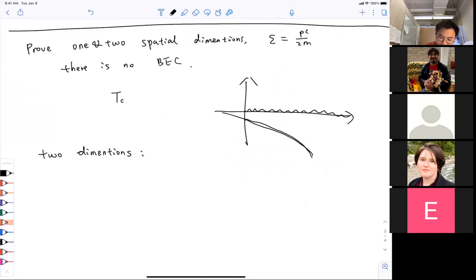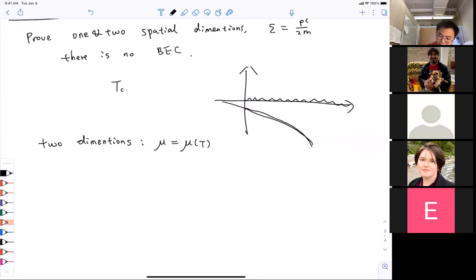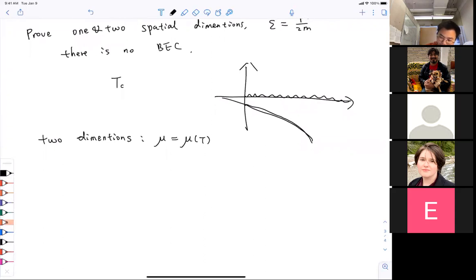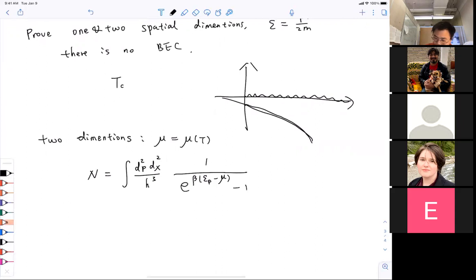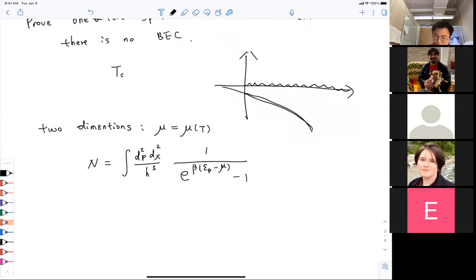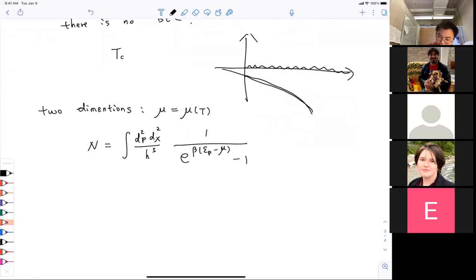Actually, in this situation, in 2 dimensions, the mu can be solved exactly as a function of temperature, as we will see. Okay, so the starting point is just to write down the equation. Now, it's 2 dimensions instead of 3 dimensions, right? So we have this beta epsilon p minus mu minus 1, right? So how to do that?